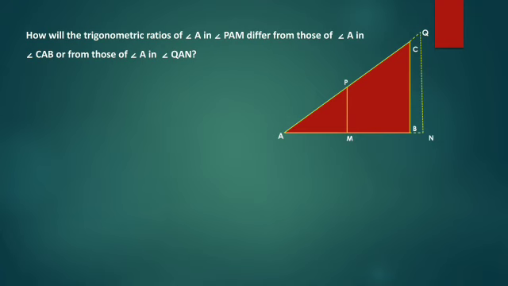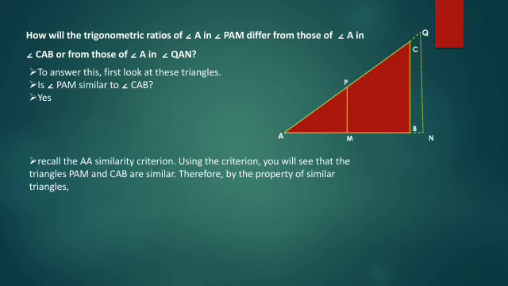Here angle A is common for all three triangles which are present in a single diagram. So we need to show that, by taking an angle A, the trigonometric ratios are differing from each other in all the triangles. So let us take two triangles. Let us consider triangle PAM and triangle CAB. Firstly, to answer this, look into the figure.